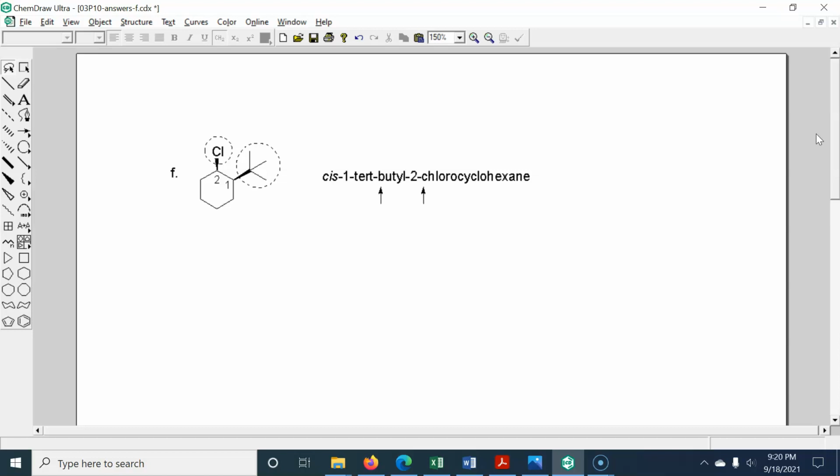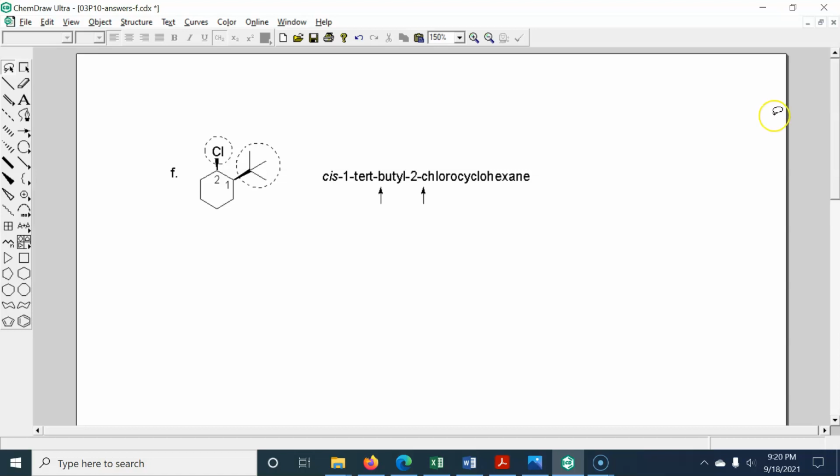You see how I still am numbering my parent, at least the carbons that have a substituent, and I am circling the substituents. This is a good habit to get into, even if you think you have a very simple molecule to name. The name of this is cis 1-tert-butyl 2-chlorocyclohexane.